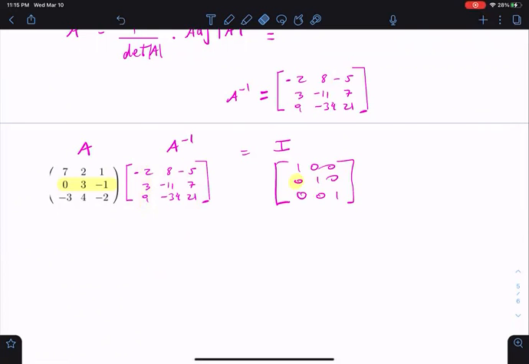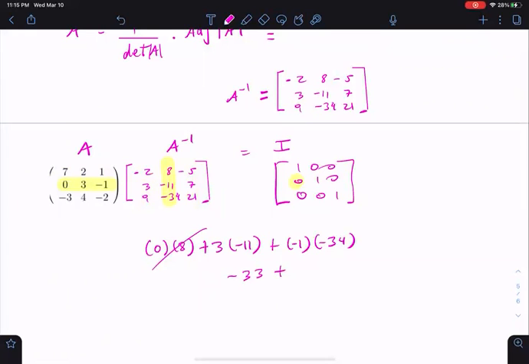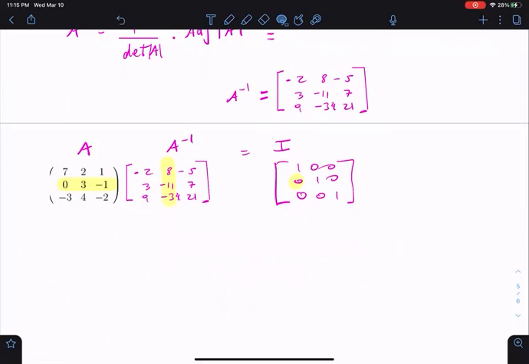What's next? Row 2, column 2. 0 times 8 plus 3 times -11 plus -1 times -34. -33 plus 34, that's 1. That's right. Next, this guy, row 2, column 3. So this is 0 times 85 plus 3 times 7 plus -1 times 21. Compute. 21 minus 21, that should be 0. So that's right, right? So we already showed these 3 things.